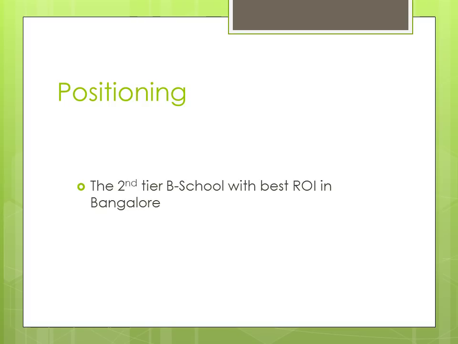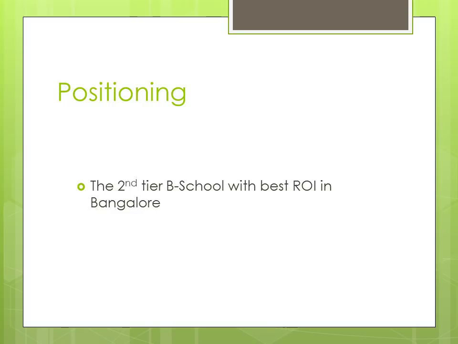Next is the positioning. I think from the product offering, it's clear that the positioning of Hogwarts Business School is a second tier B school with the best ROI in Bangalore, right? So this is clearly standing out in terms of ROI. That's the biggest differentiator from all other competition, especially the second tier business schools in Bangalore. So that stands out as the positioning.